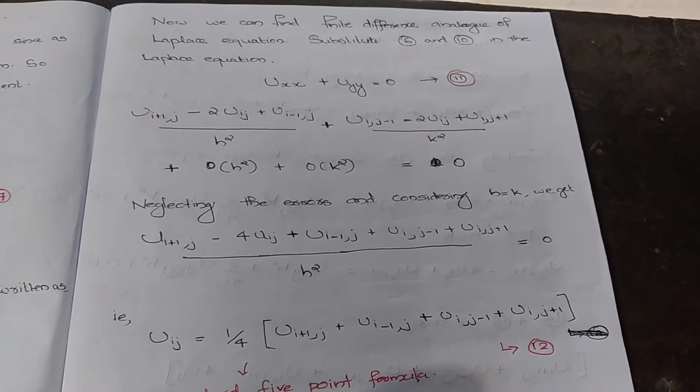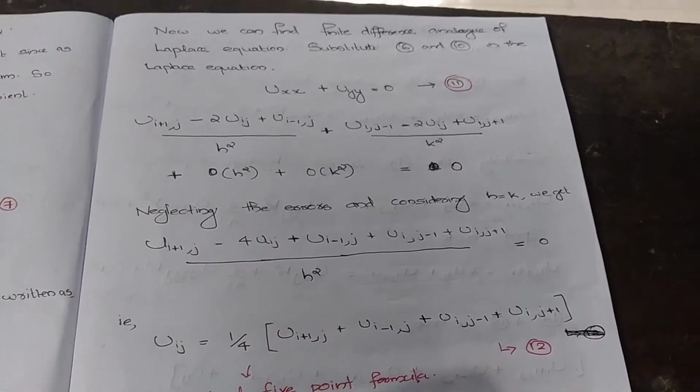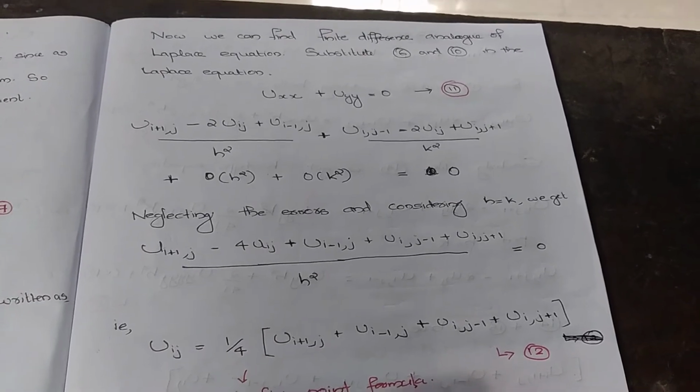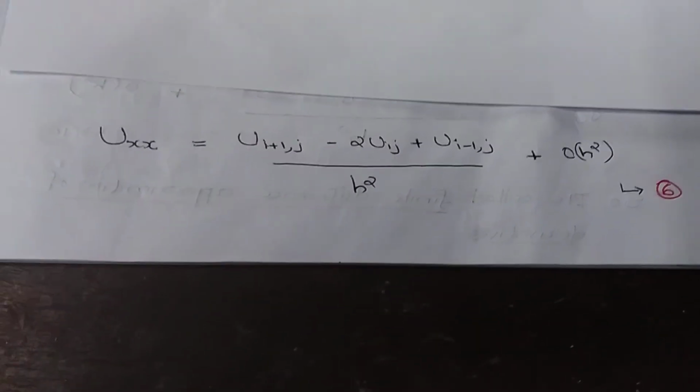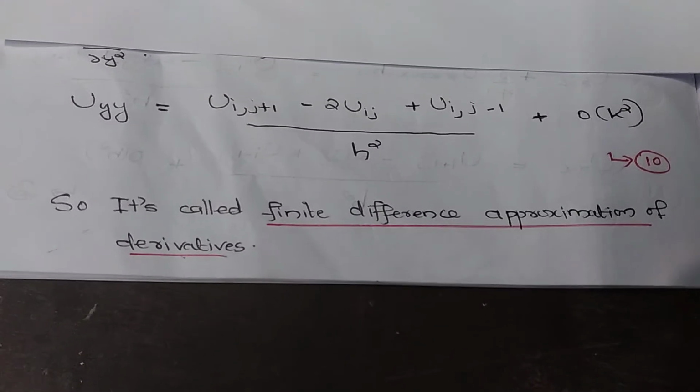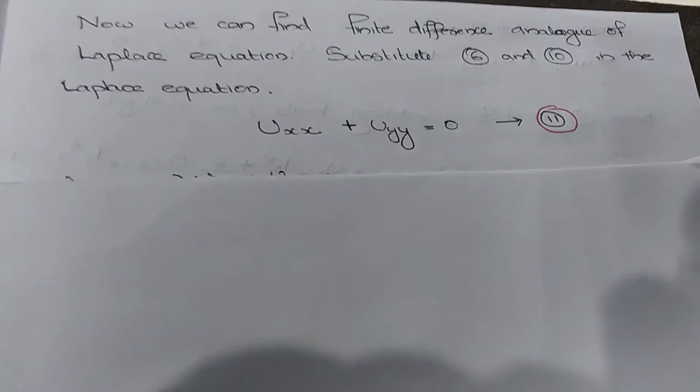So now we find the finite difference analog of the Laplace equation. Substitute equation number 6 and 10 in the Laplace equation. This is equation number 6 and this is equation number 10. When we substitute these into equation number 11, we get the following results.